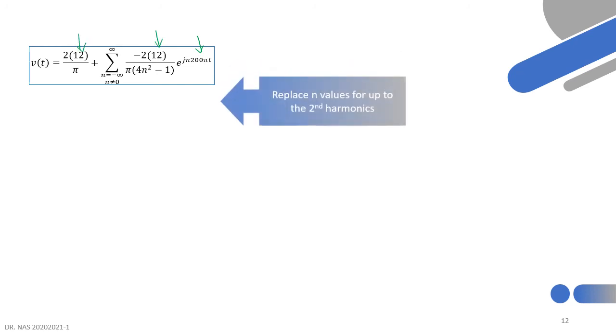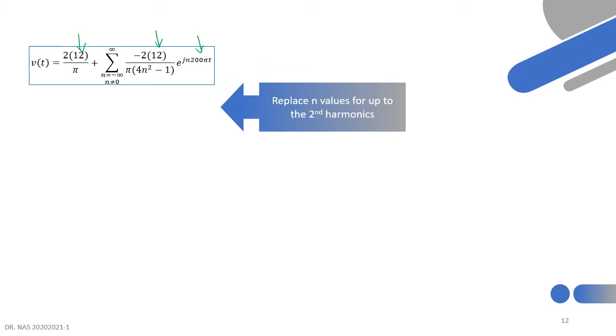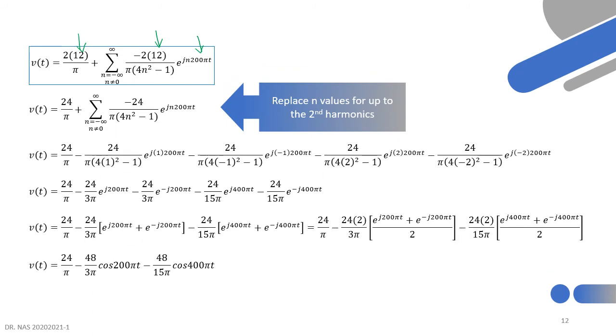Okay, next you need to replace n values for up to the second harmonics. So you expand the equation by including the n values. So this is when n equal to 1, this is n equal to -1, and this is for n equal to 2, and last one n equal to -2. So expand the equation and simplify up to here.